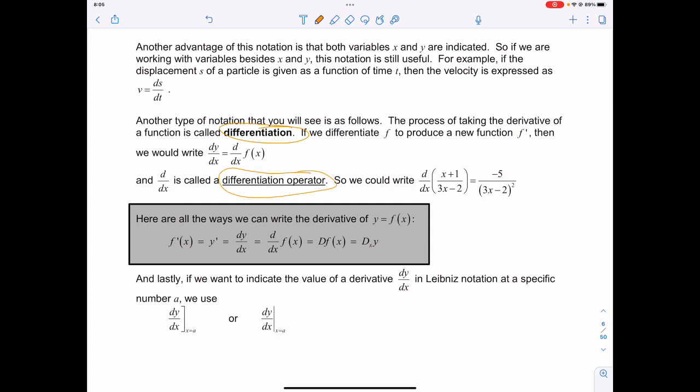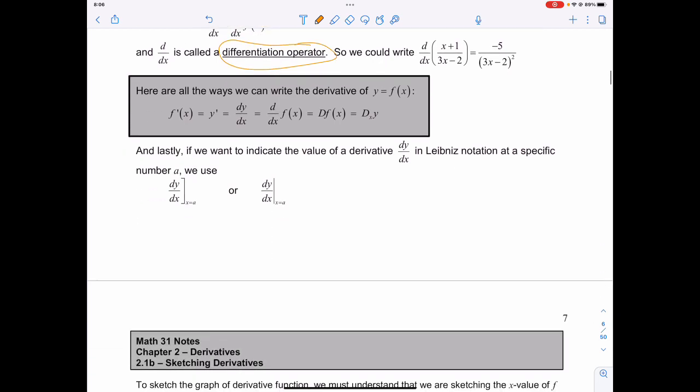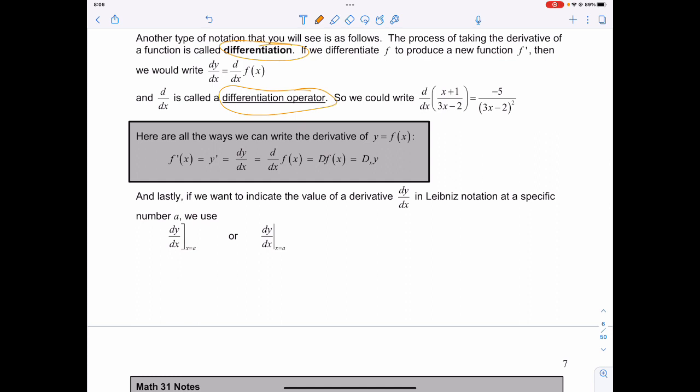So we could use d over dx of x plus 1 over 3x minus 2 is just f prime, negative 5 over 3x minus 2 squared. Here are all the ways we can write y equals f of x, or the derivative of y equals f of x. We can call it f prime at x, we can call it y prime, we can call it dy over dx, we can call it d over dx of f of x, we can call it d of f of x, or we can call it d subscript x of y.